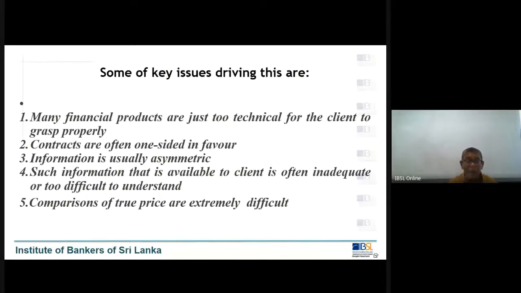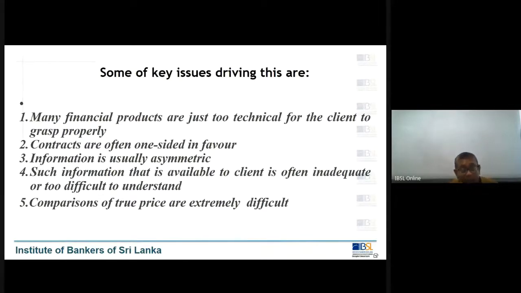And also contracts. A bank-customer relationship is a contractual relationship that you need to understand, so that you are going to learn under law. Anybody who is doing law knows the bank-customer relationship is a contractual relationship, a legally binding relationship. Contracts are often one-sided. Therefore, this contract usually is one-sided in favor of the bank, right? So that's another important factor.